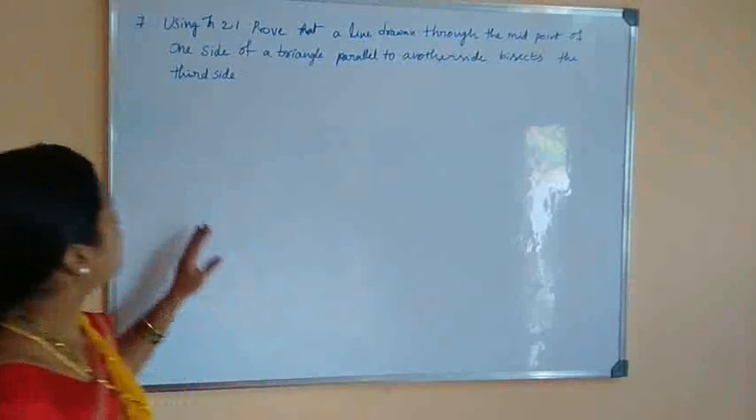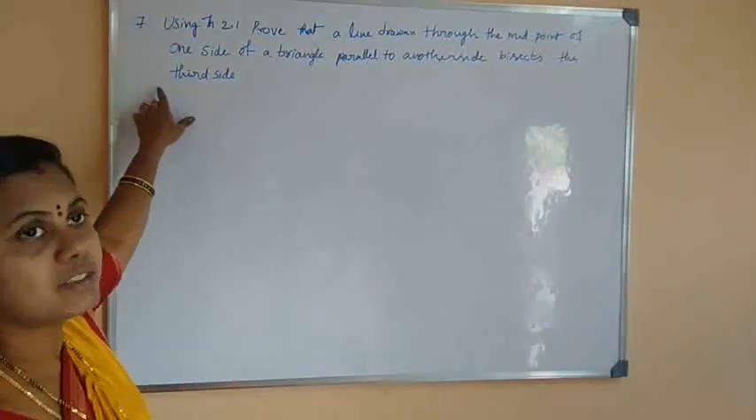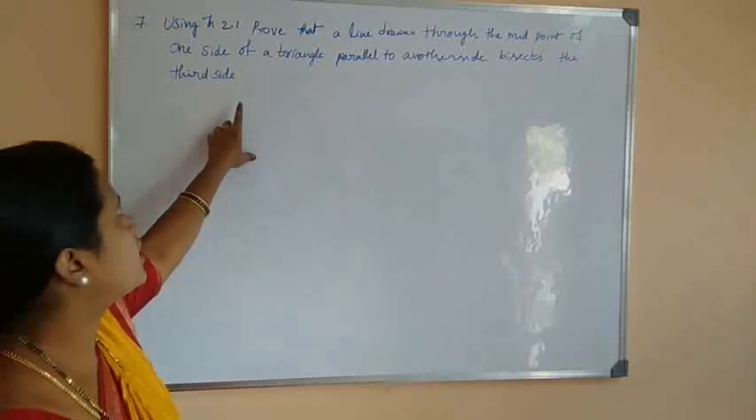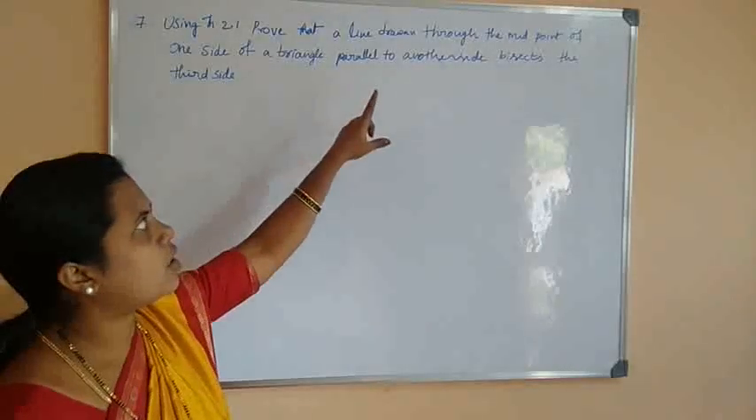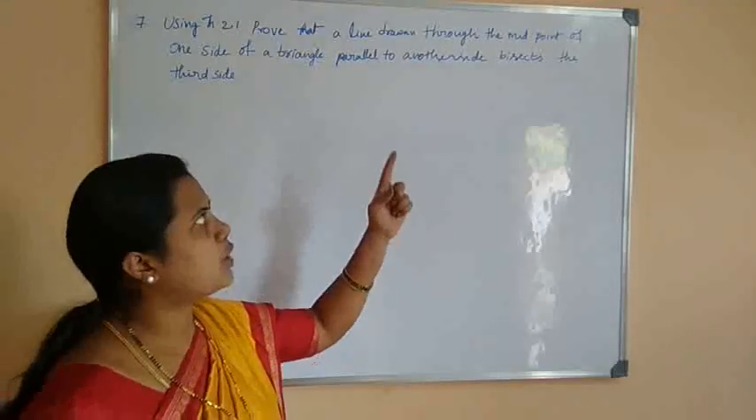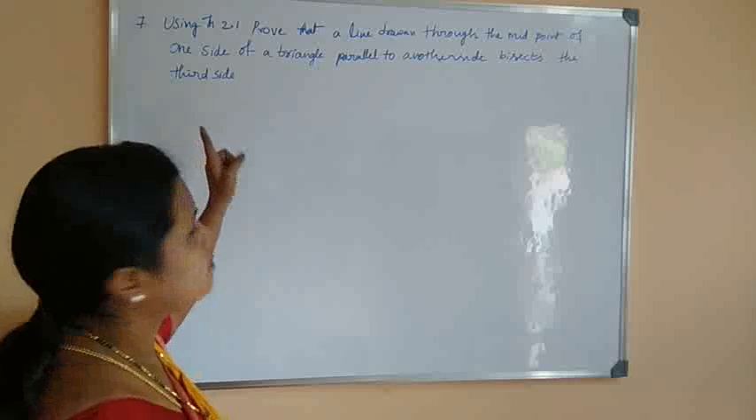Today I am going to teach the 2.2, 7th problem. Using Theorem 2.1, that means the Basic Proportionality Theorem, prove that a line drawn through the midpoint of one side of a triangle parallel to another side bisects the third side.